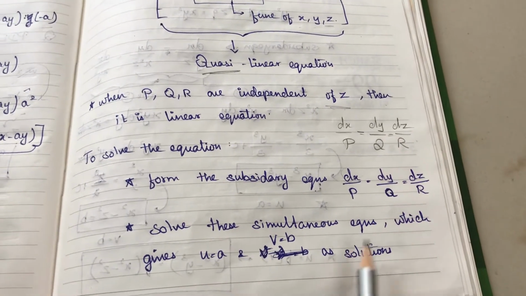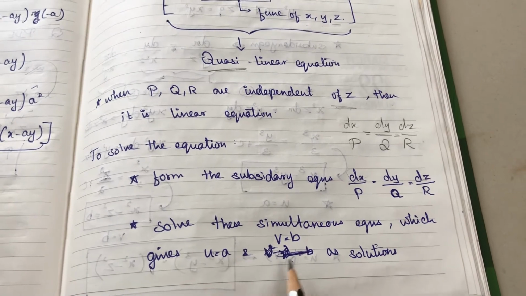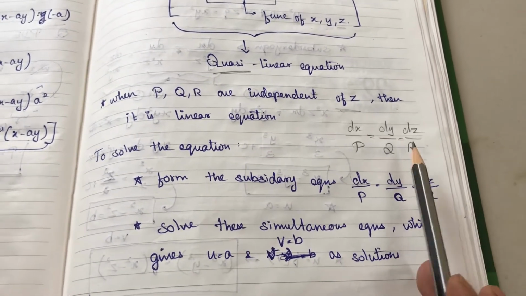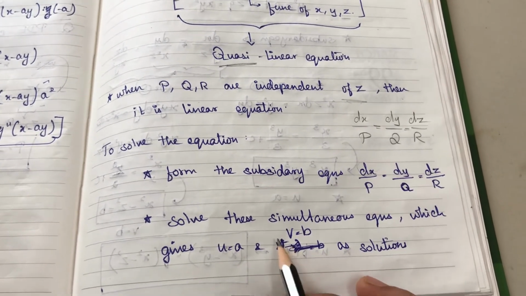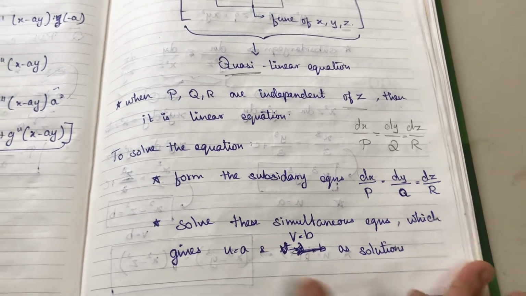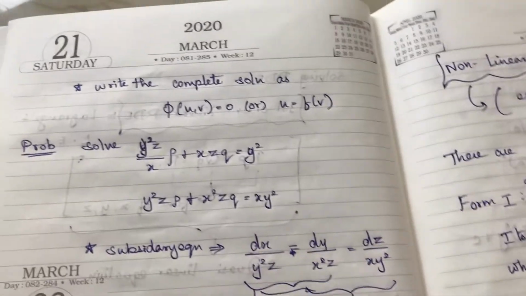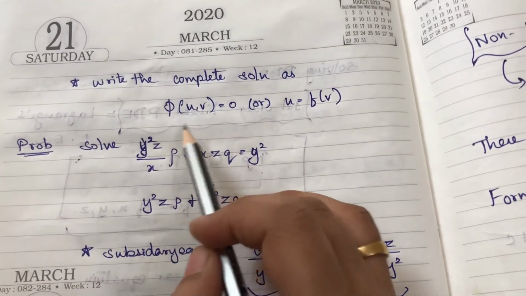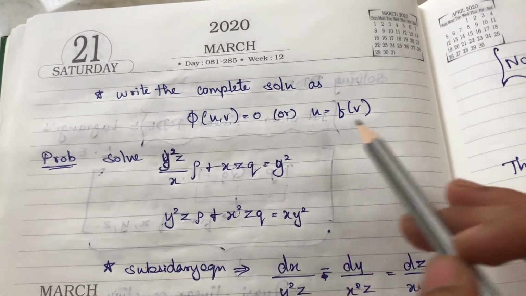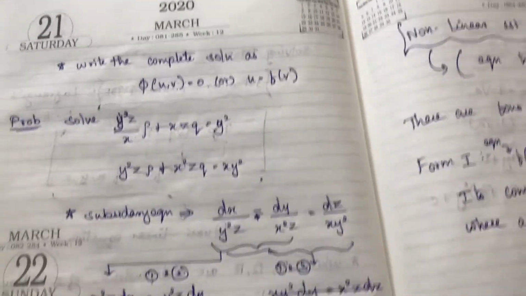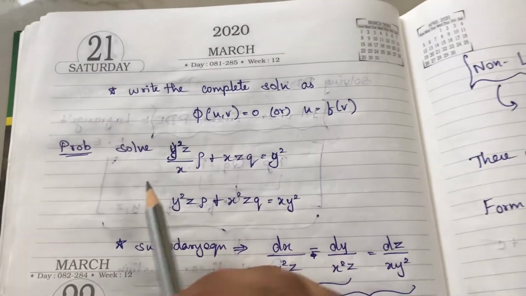Solve the simultaneous equations which give u equal to a and v equal to b. So if we solve this, we will get u of some function which is equal to a and v of some function which is equal to b as solutions. At last the complete solution will be phi of u comma v, the whole function, which is equal to 0, or we can write u equal to a function of v. So at last we can write like this.